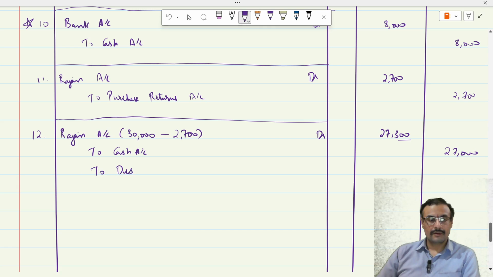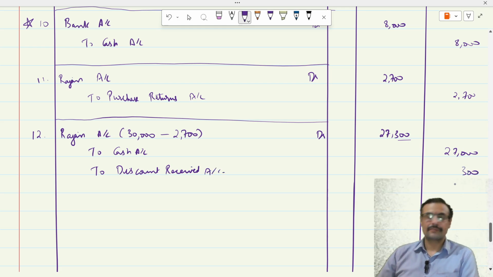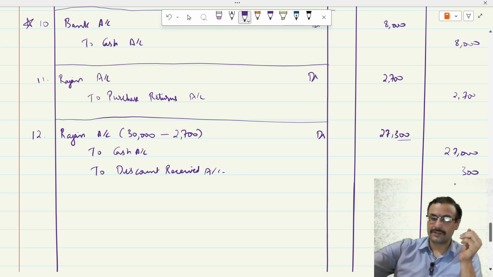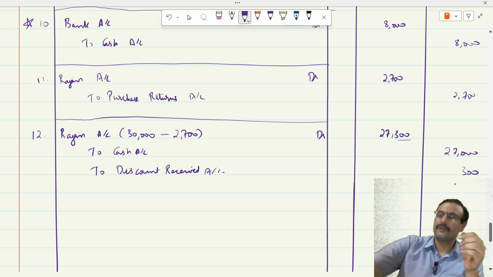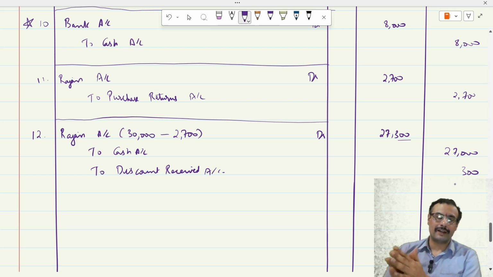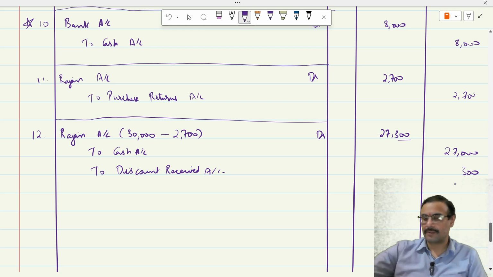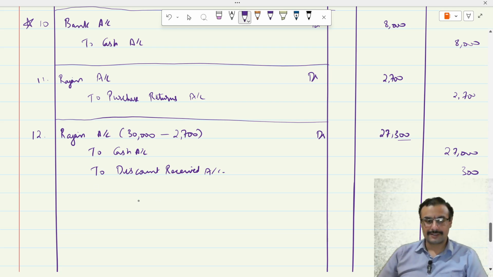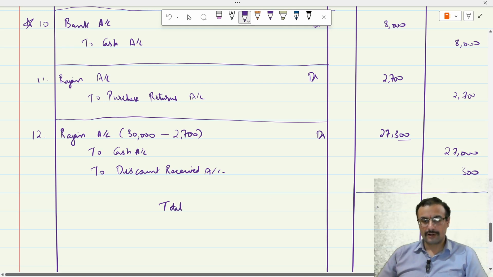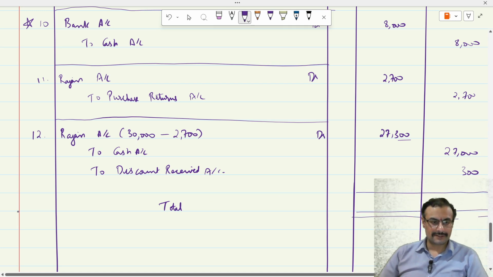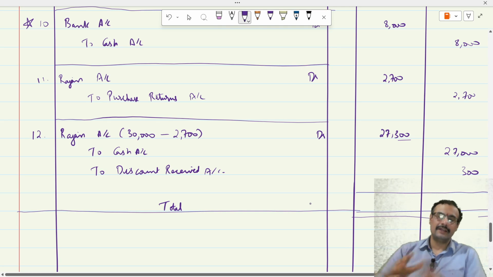To discount received account 300. So this is the way you solve this one, and this is an example of a compound entry because there is only one debit and multiple credits. After this, do not draw a line because this is the last entry. Write total, and then the total of both debit and credit sides should match. Okay, should be equal. After writing this total, draw one big line like this. This is the formality. So please do like this.